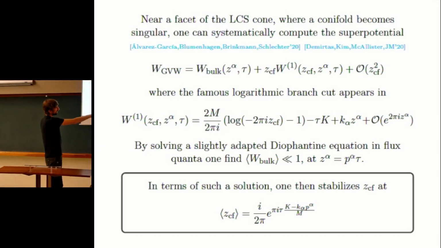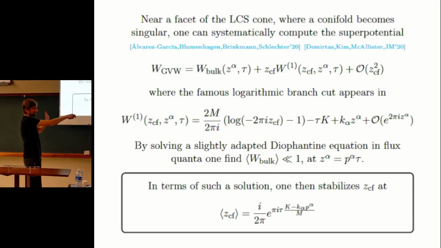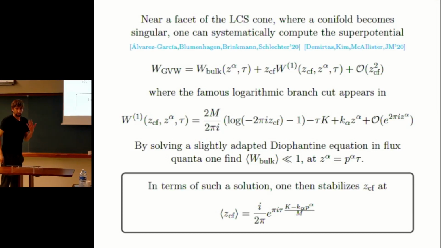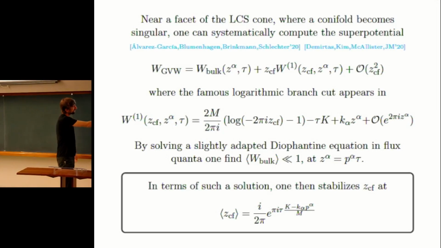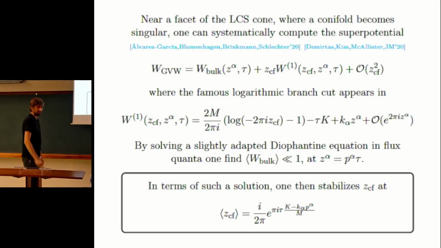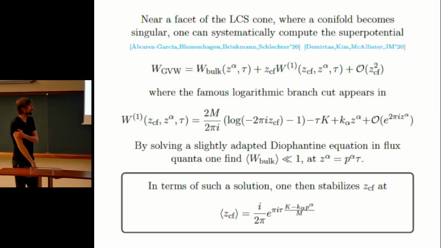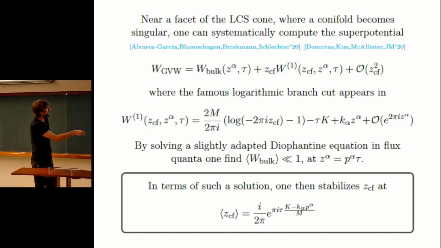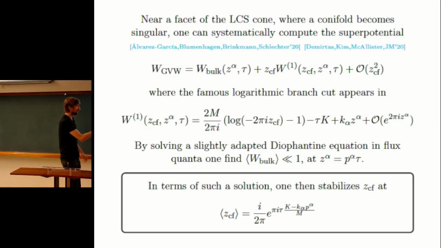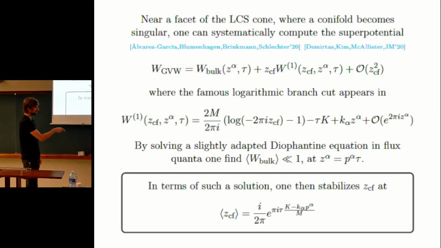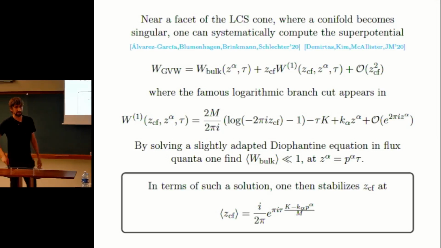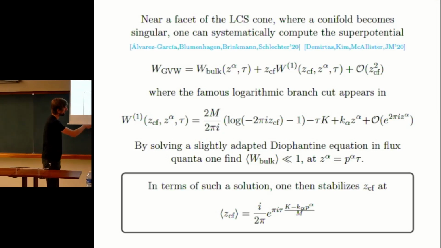And similarly, the complex structure moduli associated to the bulk. These you can think about as a parametrization of the facet of the LCS cone that we're considering. You get a similar kind of relation between complex structure moduli and the dilaton. And in terms of such a solution, one then stabilizes the conifold Z at this value here, which contains the generic K over M here, but also contains computable threshold corrections. So we actually know what the VEV here is.